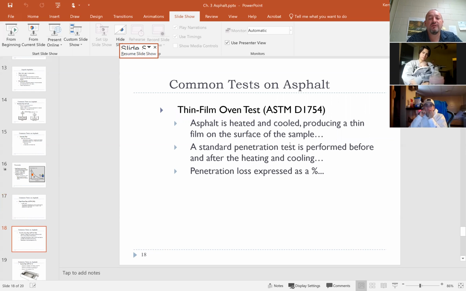The thin film oven test is basically one step past the penetration test. You do the penetration test initially at 77 degrees, and then the asphalt is heated and cooled and it produces that thin film on the top, and you do the penetration test again and express the loss in penetration as a percentage.